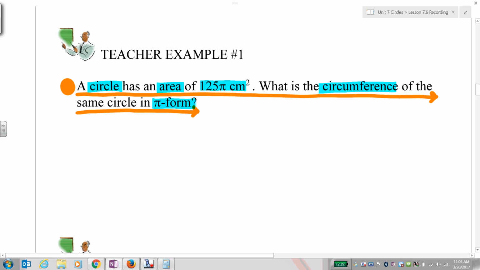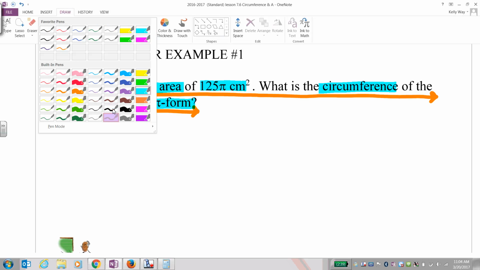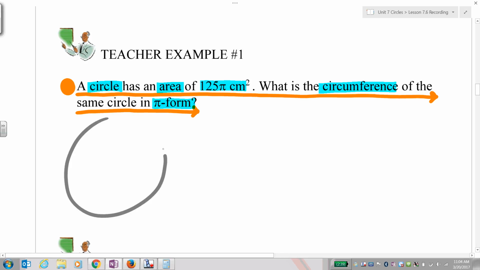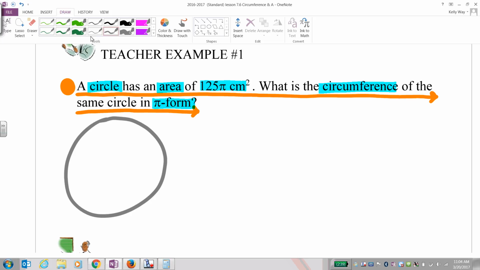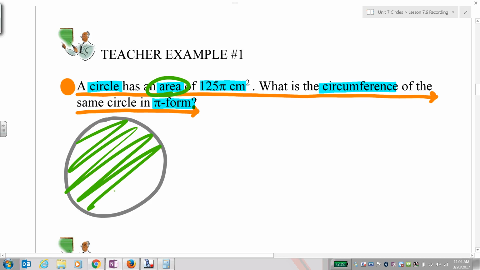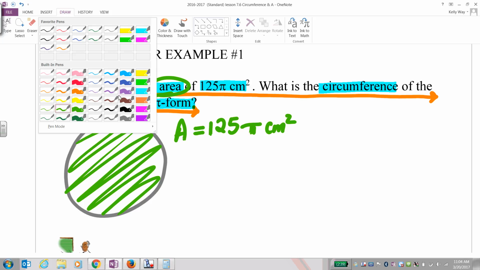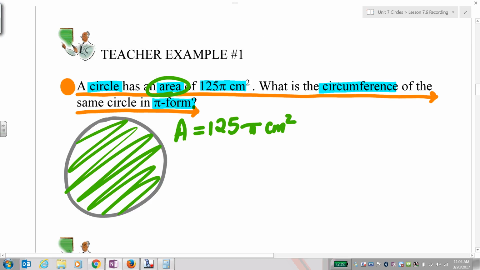So it's best to draw everything out here. And we're going to start with a circle. That's simple enough. And let's shade that circle. Why am I shading it? Because we're getting the area, which we already have. We're being asked to find circumference.